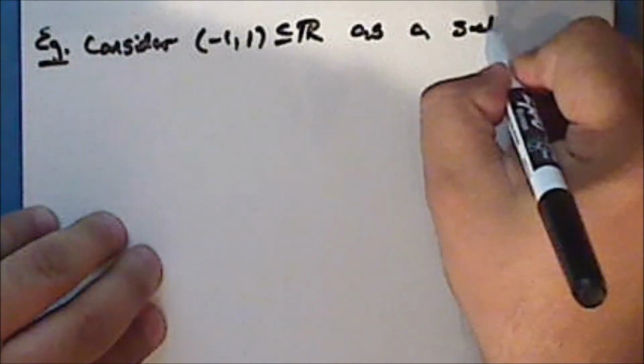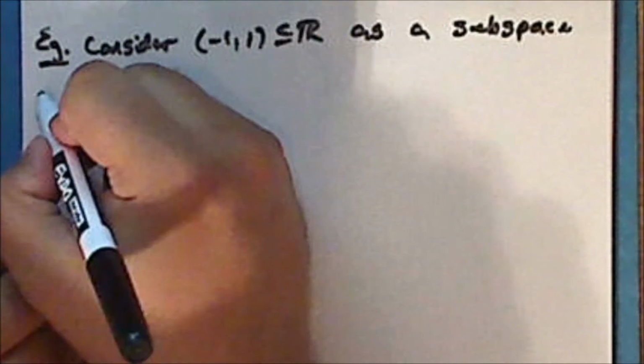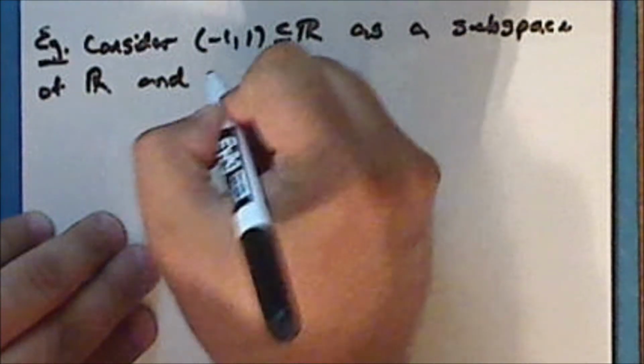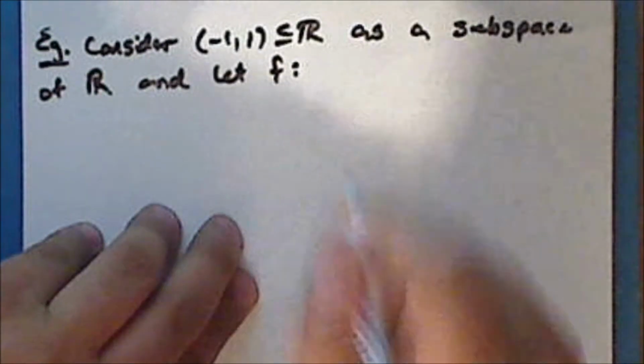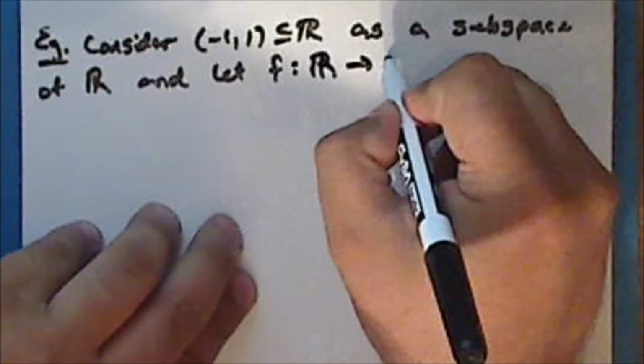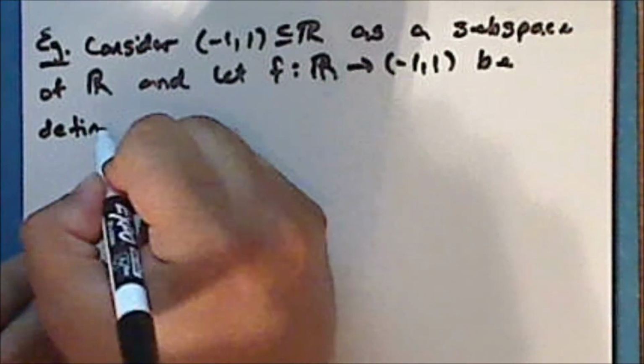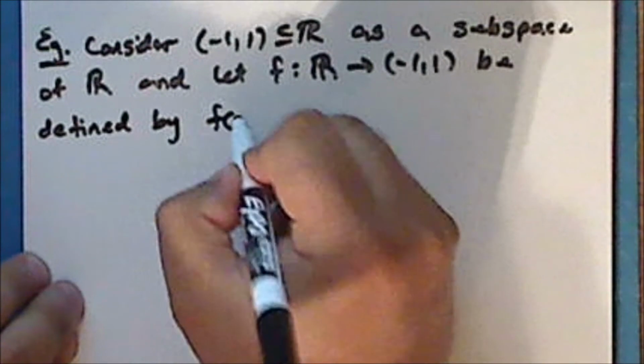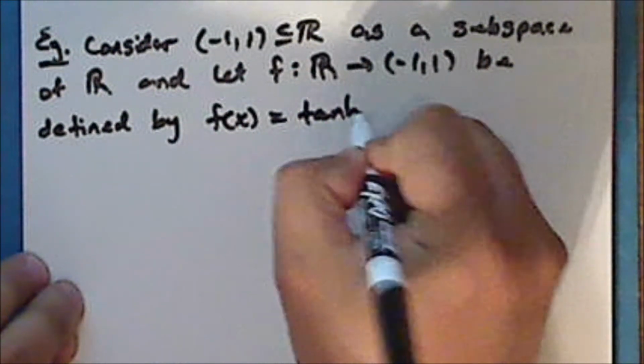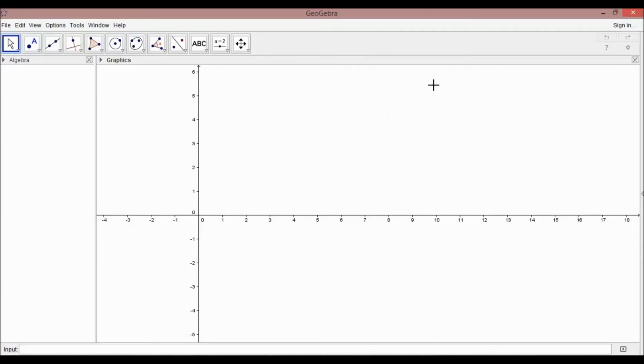So now the third exercise. Consider the open interval from negative 1 to 1 of the real line as a subspace of the real line, and let the function f from the real line into this subspace be defined by f of x is the hyperbolic tangent of x. So let's look at the graph of the hyperbolic tangent.